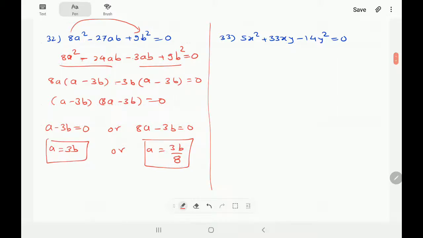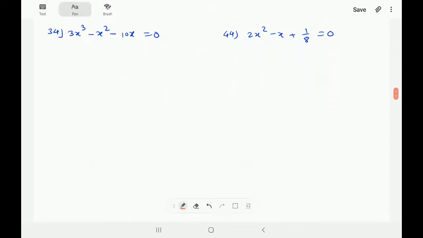Same way you have got 33rd question. You get value of x in y. Okay, try this question. Same it is. Do it yourself. DIY. Okay.